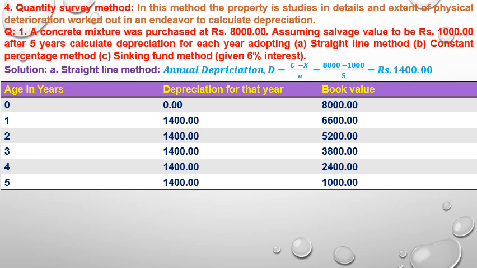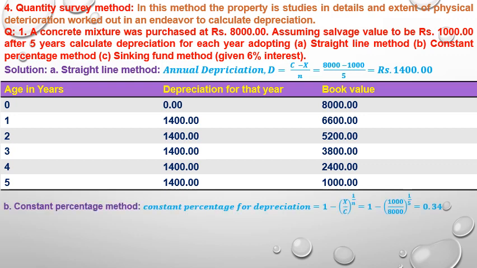8,000 minus 1,400, that is 6,600, and in the second year, total depreciation will be 2,800. So the book value is 8,000 minus 2,800, which equals 5,200 rupees. Similarly, at the end of 5 years, the book value is equal to scrap value.